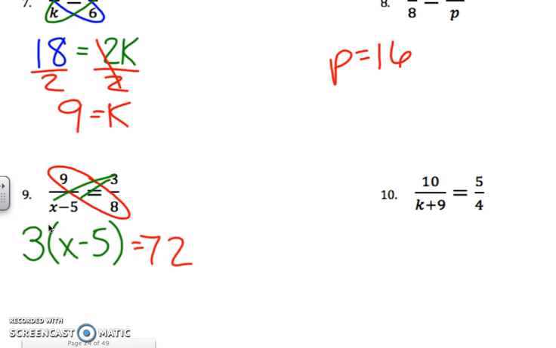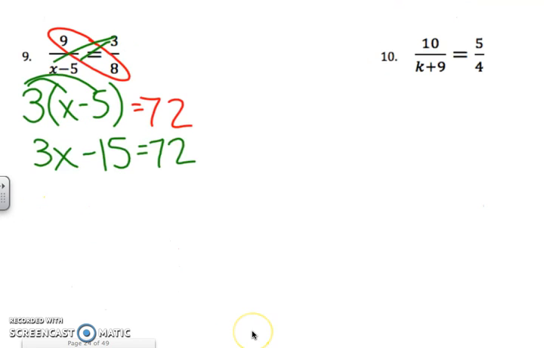So I would now distribute 3 to the x, which would be 3x. 3 times negative 5 is negative 15. I've distributed, and now I'm going to bring down 72. So let me go over that again. When you're cross multiplying, you're going to cross multiply these 2 numbers and get 72. When you've got 2 numbers on top or bottom, that 3 has to distribute to the x to get 3x, and that 3 has to multiply to the negative 5 to get negative 15. So make sure you don't just multiply that 3 to the x. So there's a 2-step problem that we all know how to do.